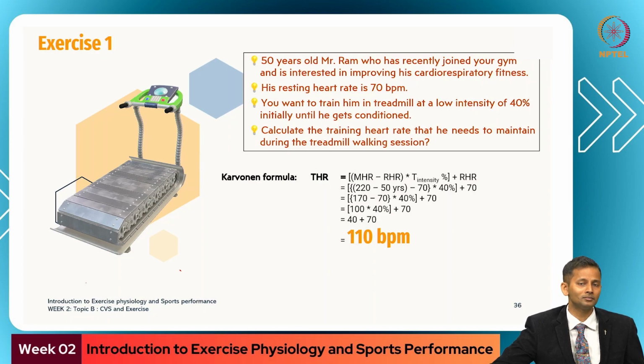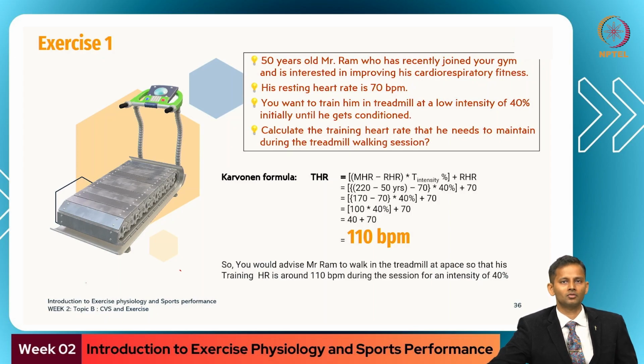So you can tell him, Mr. Ram, you can maintain your activity of walking and monitor your watch for not crossing beyond 110 beats per minute. In fact, you can also give a range: you can maintain your activity between 105 to 115 beats per minute. That's a range which you can arbitrarily give. That is what you can advise your client using these scientific methods.